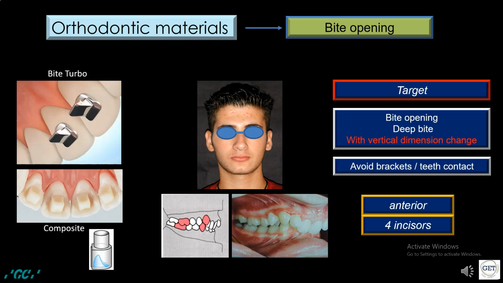When the target of the bite opening is to open the bite with the increase of the vertical dimension and to avoid brackets or teeth contacts, the anterior bite blocks should be placed on the lingual surface of at least 4 anterior teeth, in order not to overload the anterior teeth. The bite forces are expected to be dramatically reduced. The bite block can be prefabricated, made from metal, bite ramps, or made from composite using a silicone matrix or freehand design.